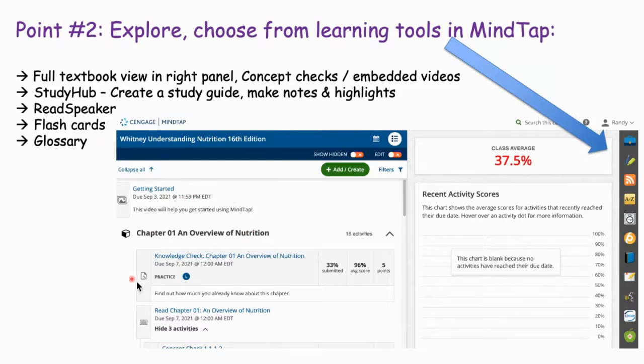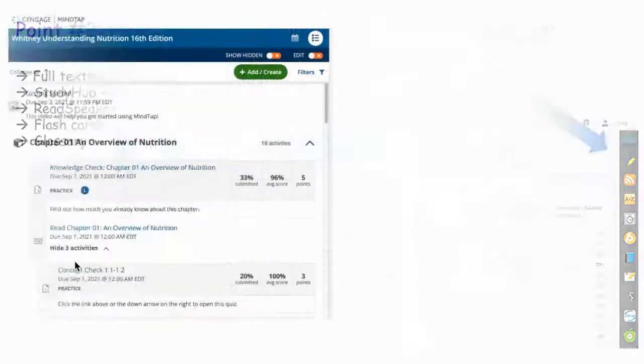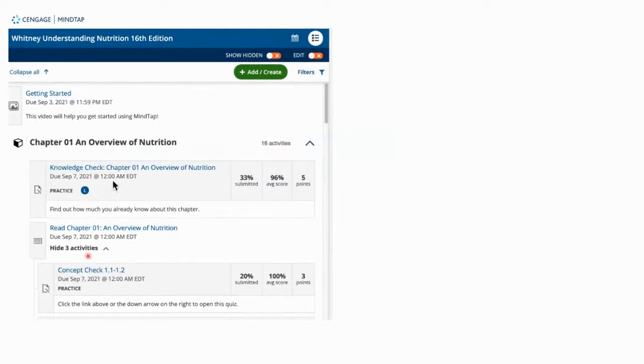So here's our view, very important. Also here, you have due dates. Some things are labeled practice, and some things are labeled for a grade. So we'll look at that. Okay, so here again, very important to keep an eye on this. MindTap.